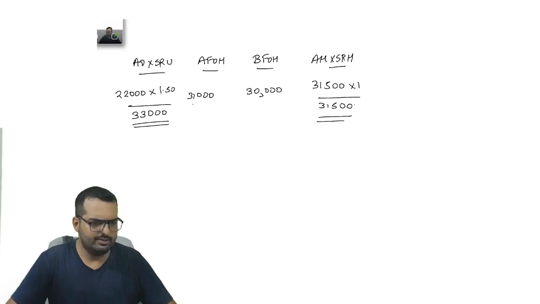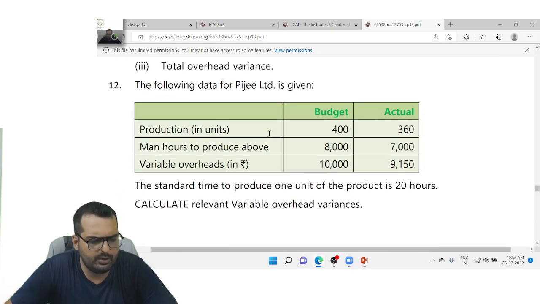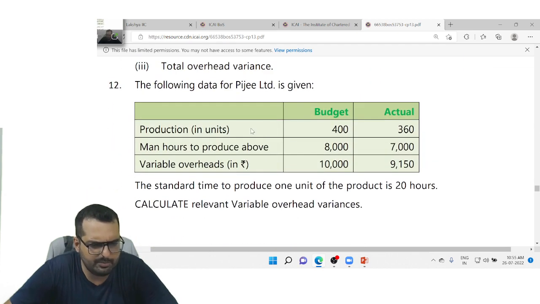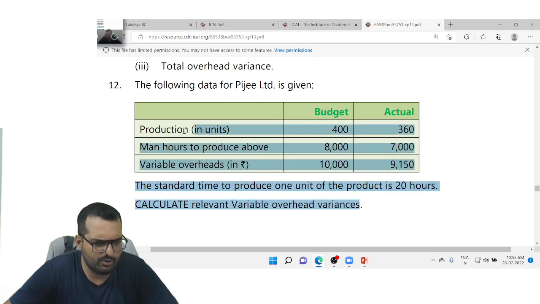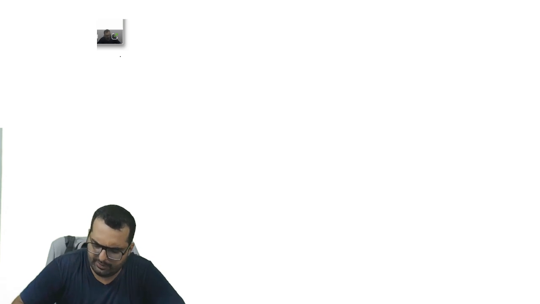I believe you're all done with this, friends. Can I go to the next problem now? Okay. So we'll do question number 12 now. 11 is done. 12 is also an easy problem. Units, man hours are given. They are asking you to find out the variable overhead variance. I think even this was a homework, if I'm not wrong. Even this was a homework, right? Correct. I'll just help you to find out the SH, SR, AH, AR. Once we get that, then the remaining you can do on your own.